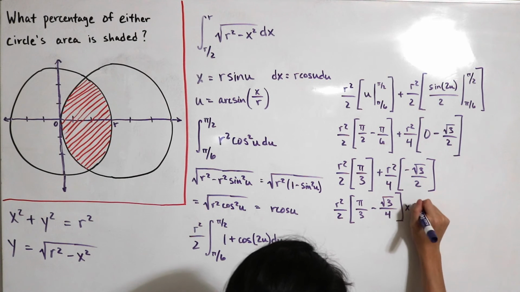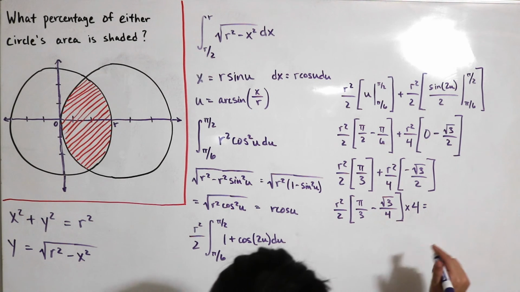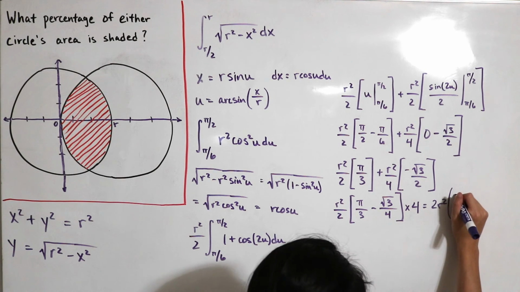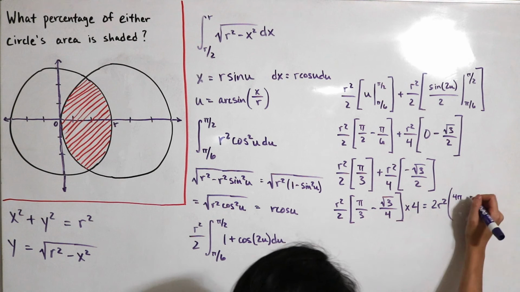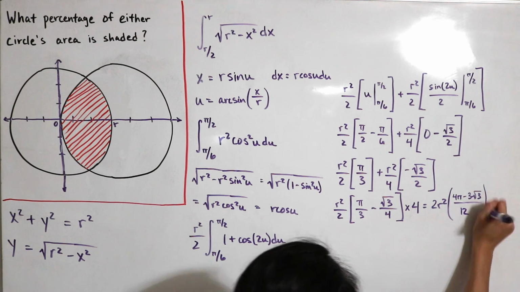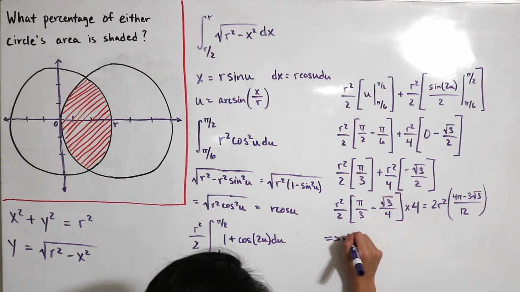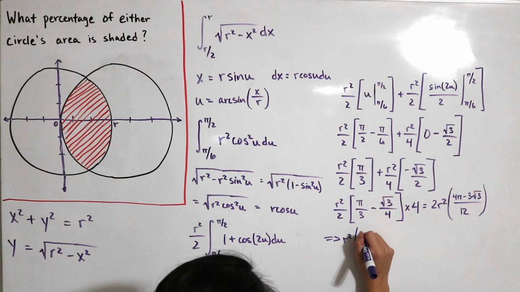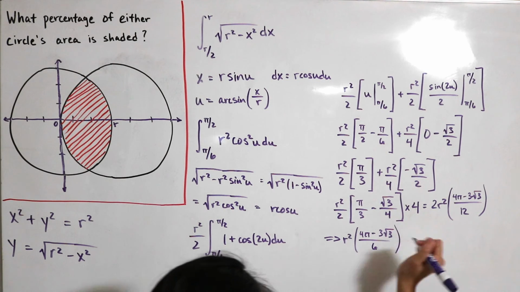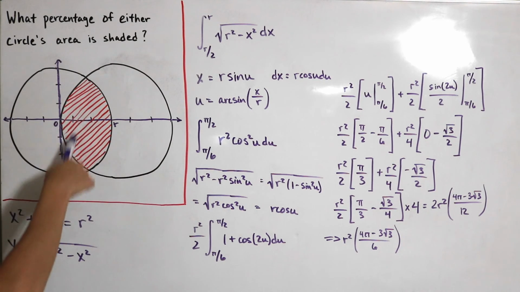So now if we multiply this by 4, then this is just 2r squared. Next, you want to find a common denominator under one fraction, so this is 4 pi minus 3 square root of 3, divided by 12. You can simplify this even further. This is r squared times 4 pi minus 3 square root of 3, divided by 6. So we have shown that this is the intersection area.